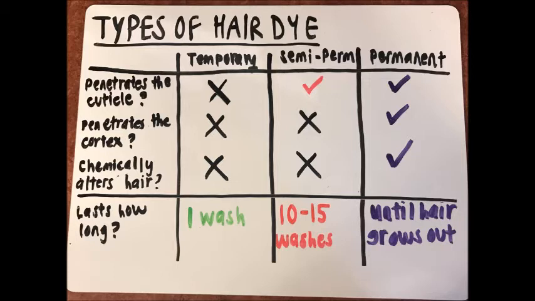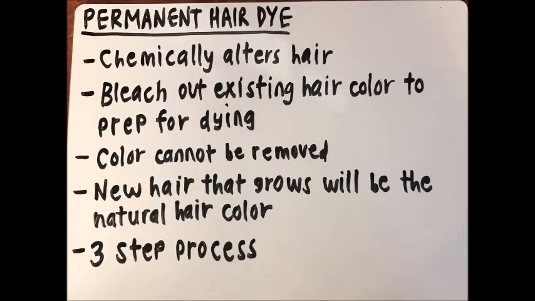Semi-permanent hair dyes can penetrate the cuticle, but do not go past the cortex and do not chemically alter hair. Therefore, they last around 10 to 15 washes. Finally, permanent hair dyes do chemically alter hair and penetrate past the cuticle and cortex. Therefore, they do not wash out and last until the hair grows out.